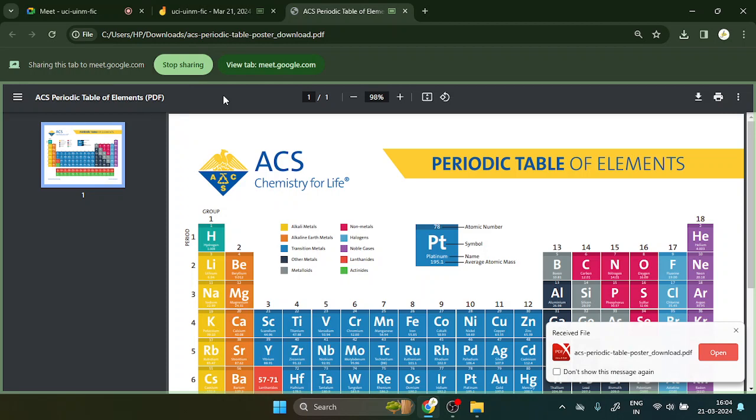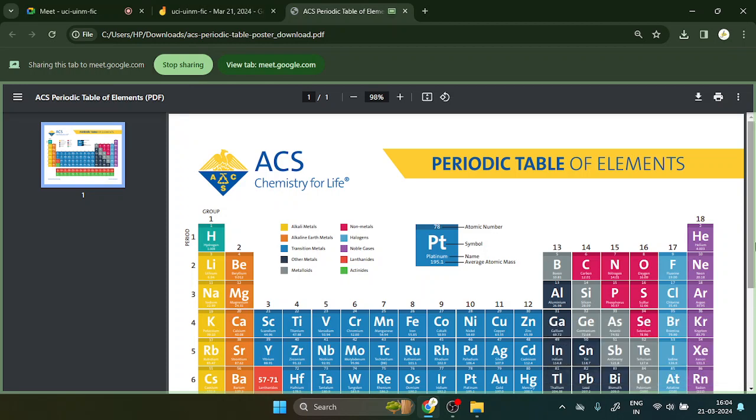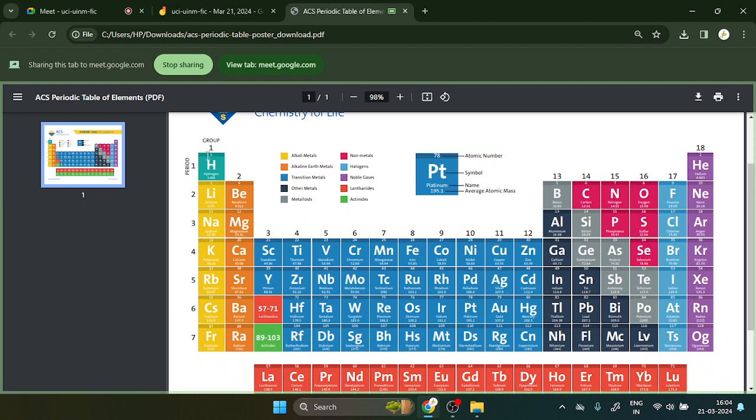Now just look here. Are you able to see? Okay, so right now this is group number 1: hydrogen, lithium, sodium, potassium, rubidium, cesium and francium.